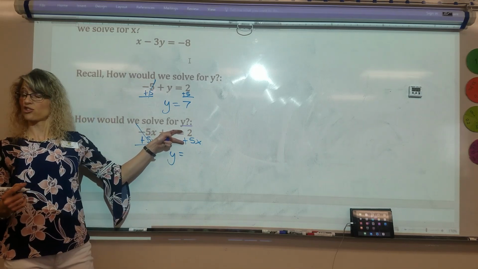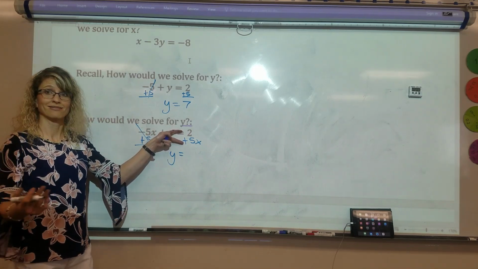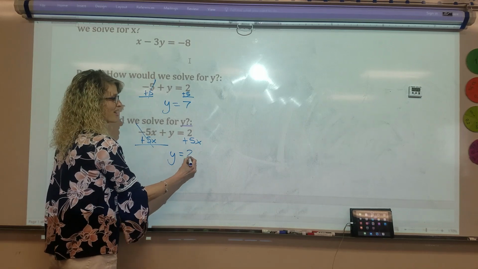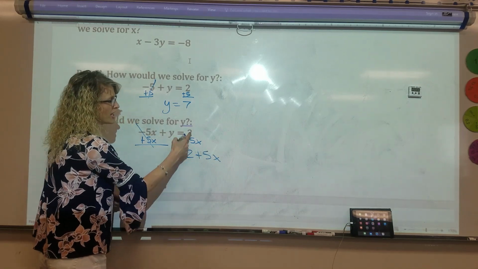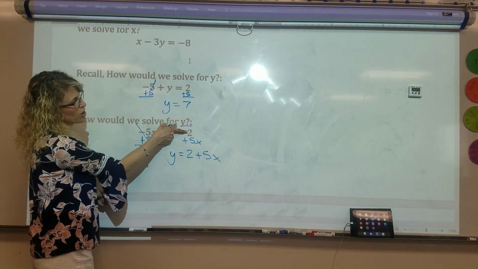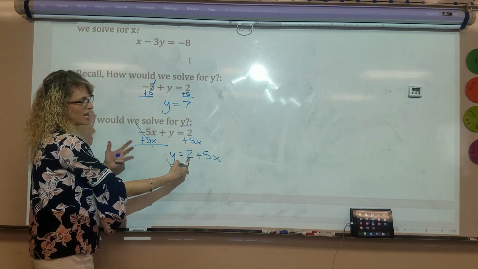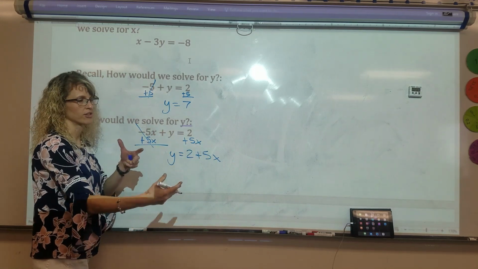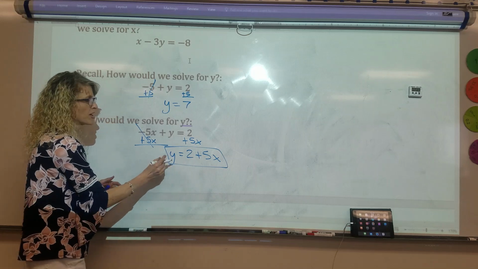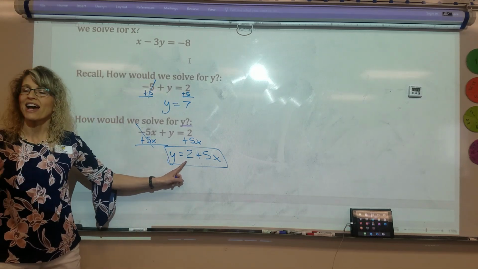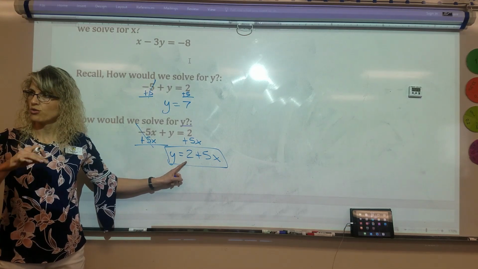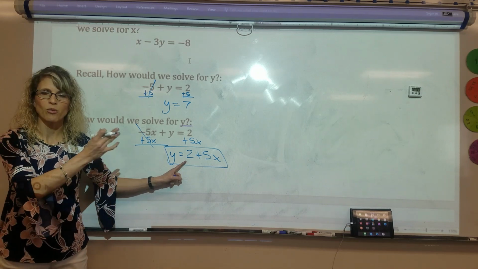Is it 7x or is it 2 plus 5x? Kate? It's 2 plus 5x. Be careful. They're not like terms. So that means this is $2 plus 5 x-rays. I can't add dollars to x-rays. They're just unlike terms. So keep them separate. But once I have y isolated, I can use y to substitute it anywhere I want.